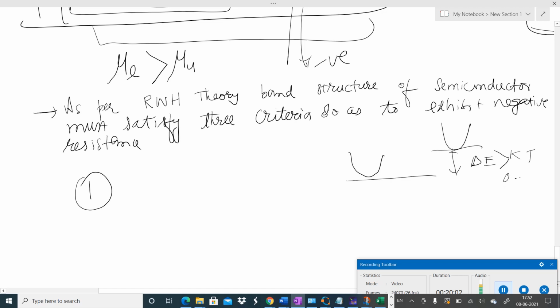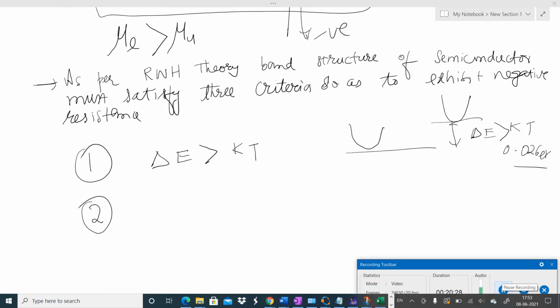At room temperature it is 0.026 electron volt. This is necessary, otherwise the device will exhibit negative resistance even at room temperature, even without applying any field. So even at room temperature electrons will start migrating. We don't want that. We want that when we apply the field, only then electrons should migrate from lower valley to upper valley. So this is the first thing that I can say. This delta E must be greater than kT. This is the thermal energy.